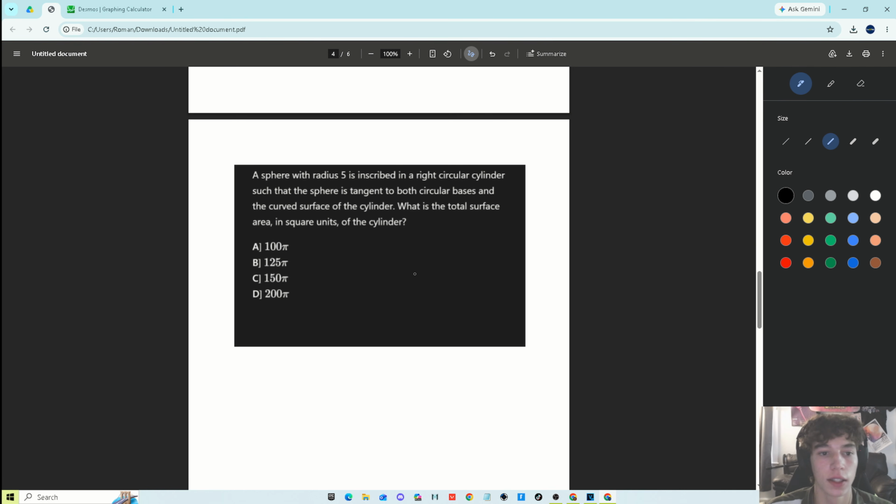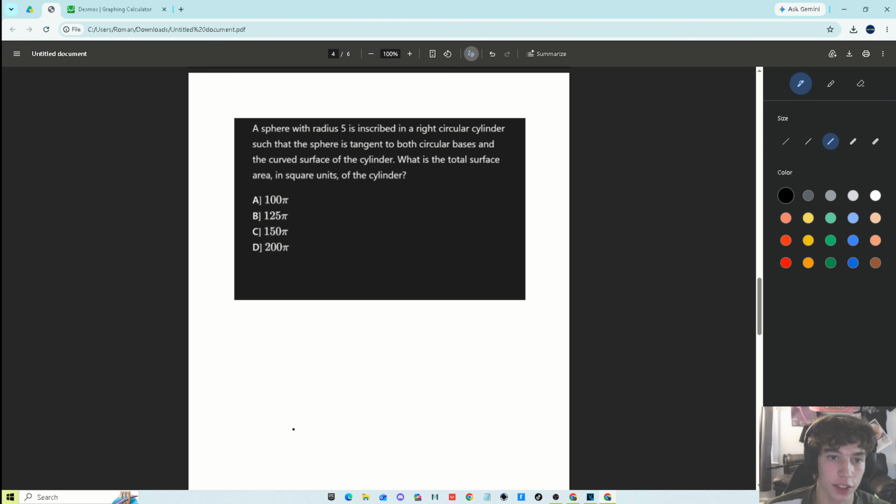All right, next one. A sphere with radius 5 is inscribed in a right circular cylinder such that the sphere is tangent to both circular bases and the curved surface of the cylinder. Find the total surface area in square units of the cylinder. Okay, let's draw this out.